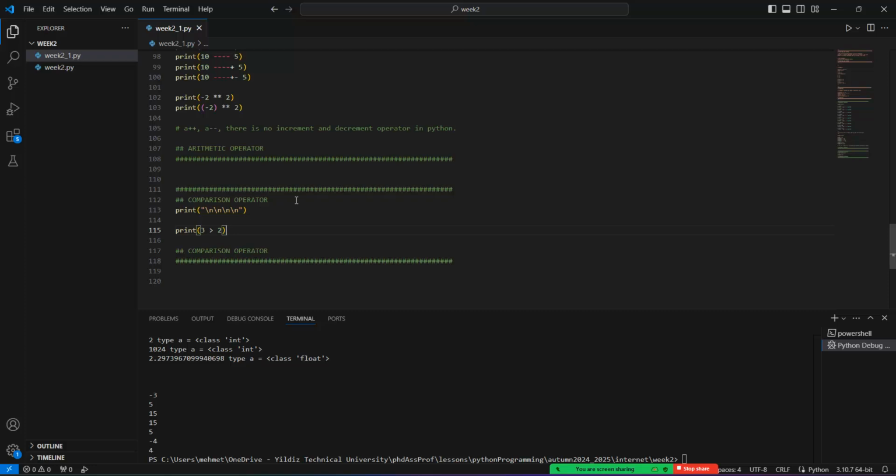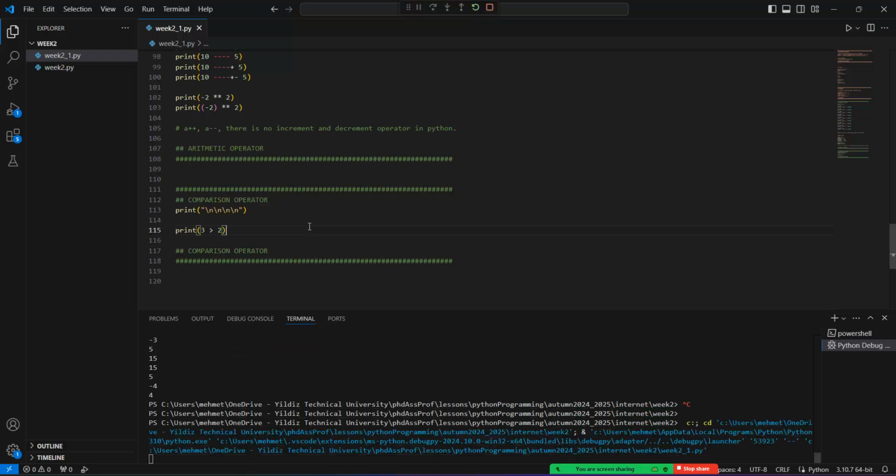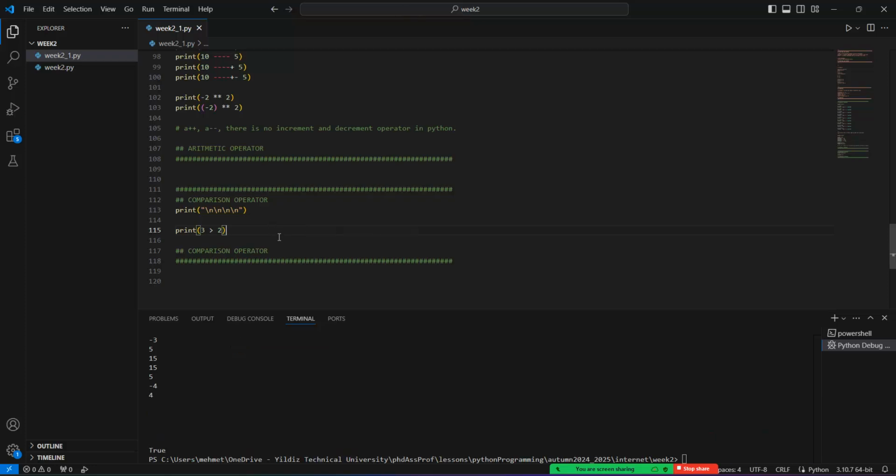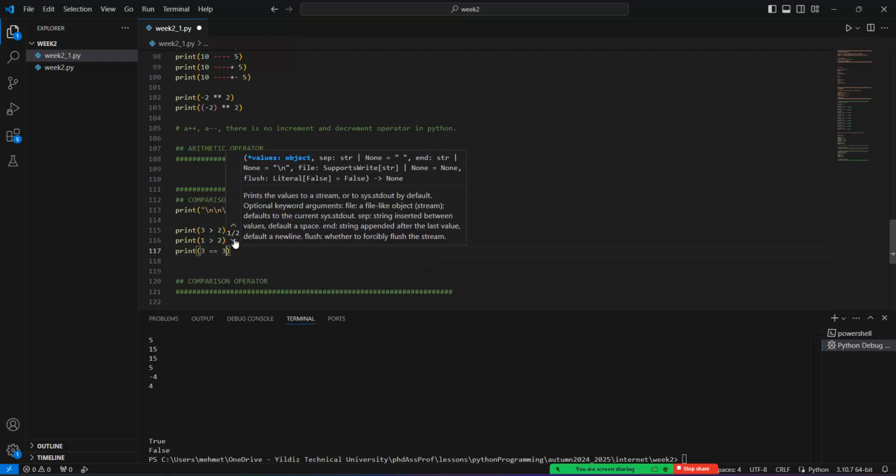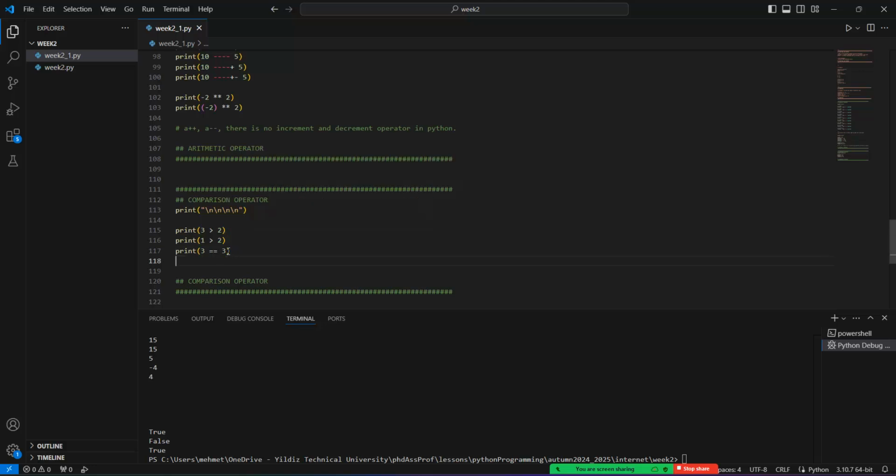True, because 3 is greater than 2, right? And so what's the output of these things? 1 is greater than 2 or not. It's false, and so we will get the false. Okay? So also we can use 3 is equal to 3, right? And so this is also true because 3 is equal to 3.